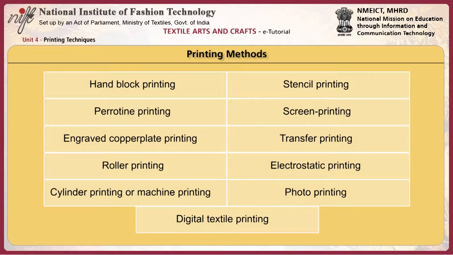There are several distinct methods at present in use for producing colored patterns on cloth, such as hand block printing, perotene printing, engraved copper plate printing, roller printing, cylinder printing or machine printing, stencil printing, screen printing, transfer printing, electrostatic printing, photo printing, and digital textile printing.